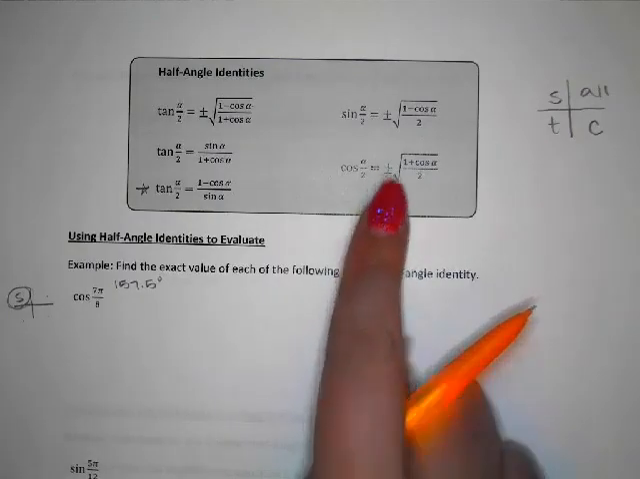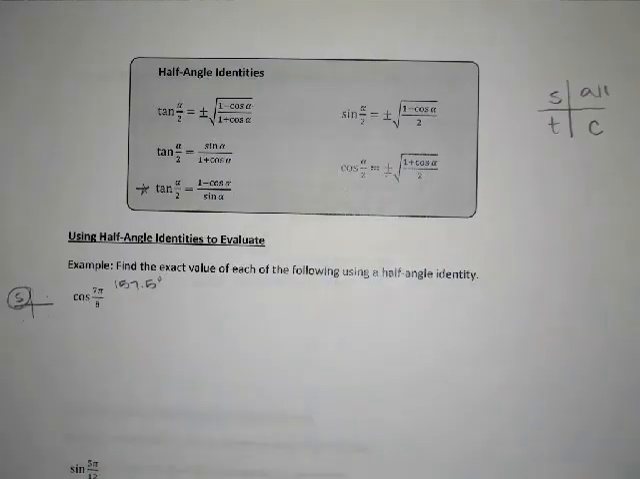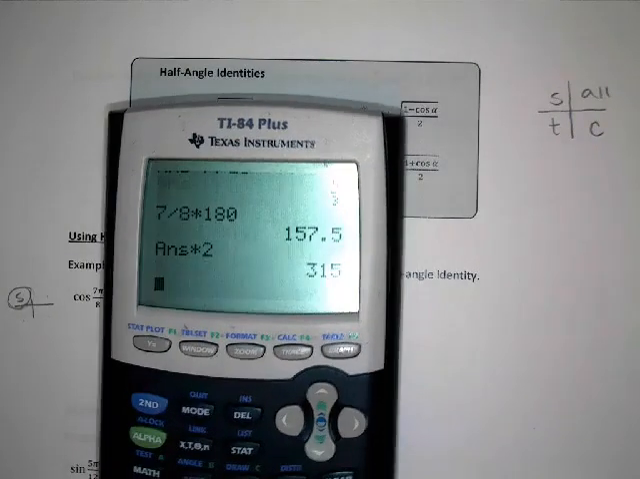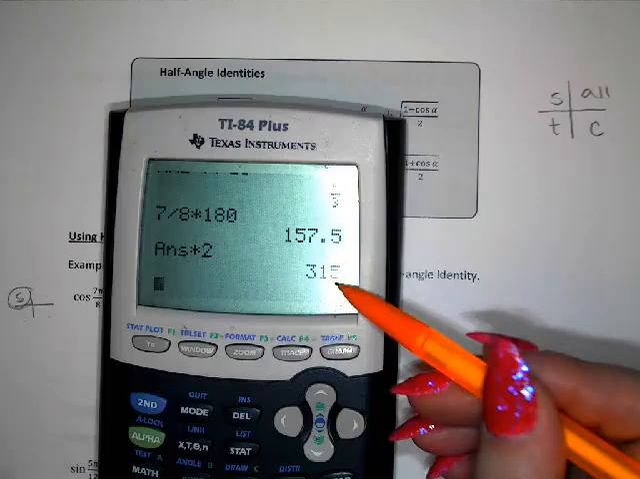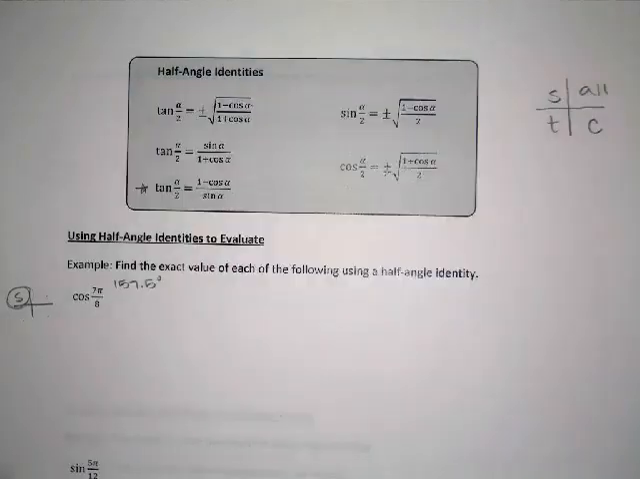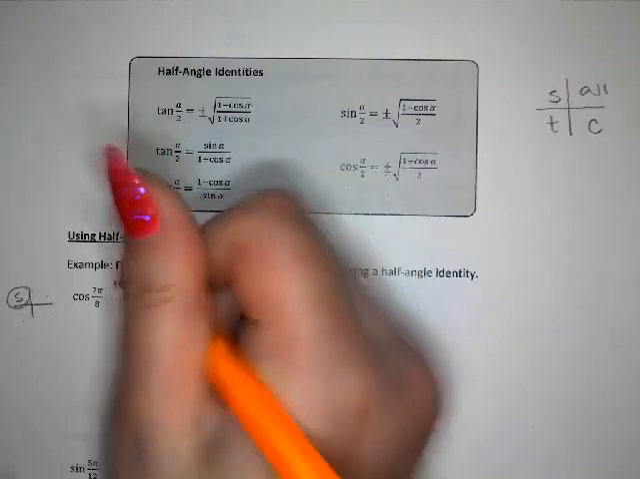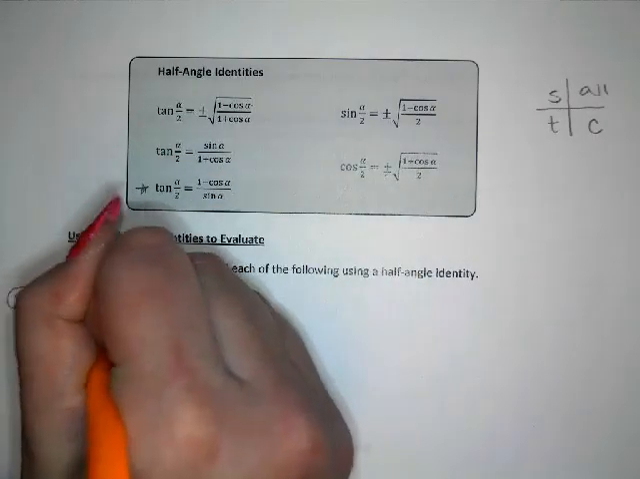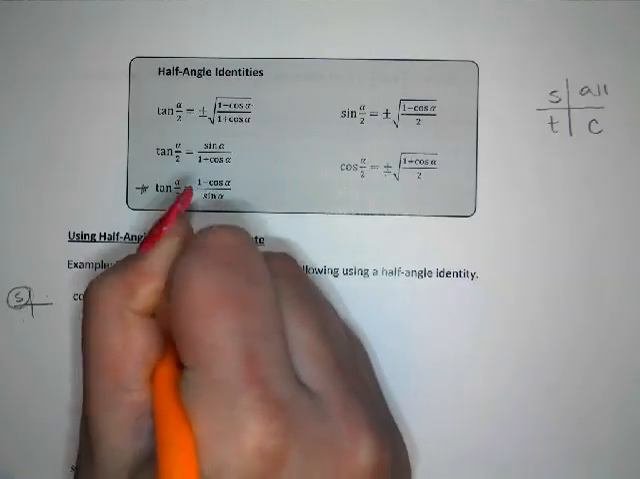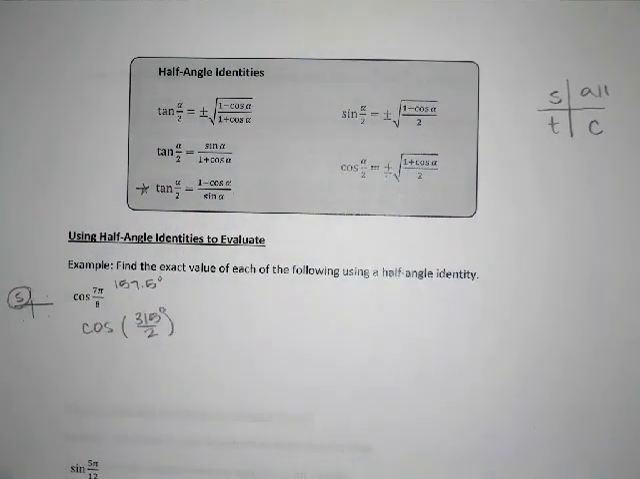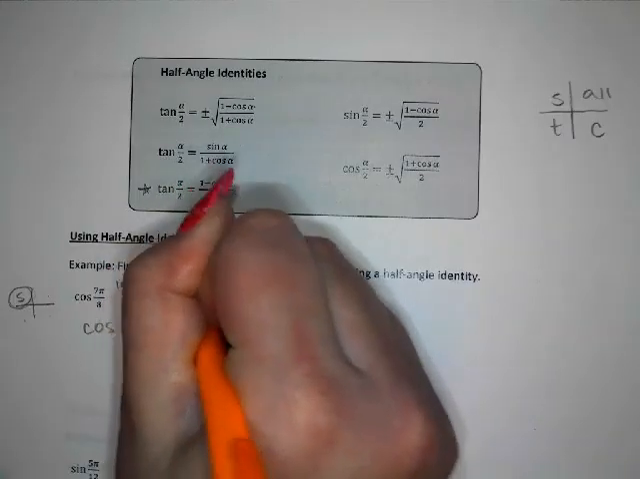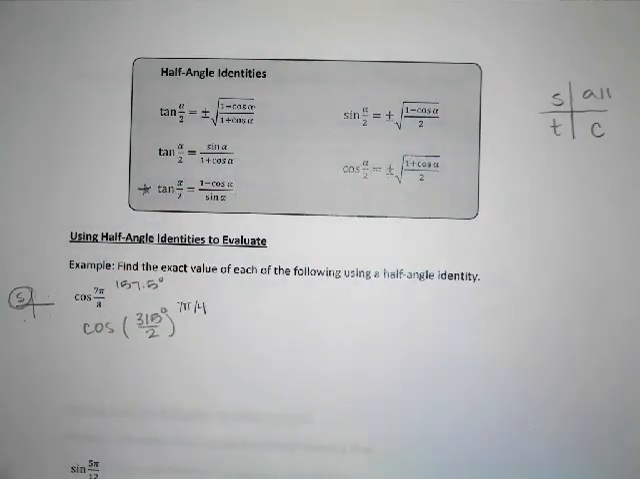Okay, 157.5, I'm going to double this. I'm going to multiply it by 2 because I want to see what angle was divided in half to get this. So 315 is divided in half. So I'm going to say cos of 315 divided by 2 is how they got this angle, and 315 is 7 pi fourths. Okay, so now I'm going to go ahead and use the cos formula.